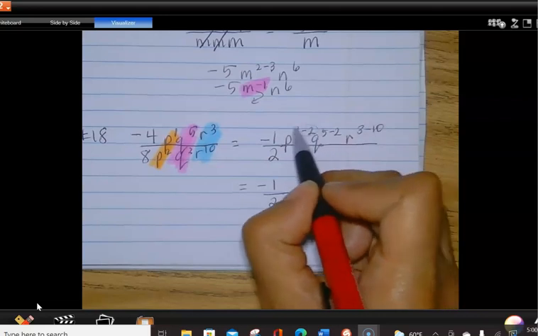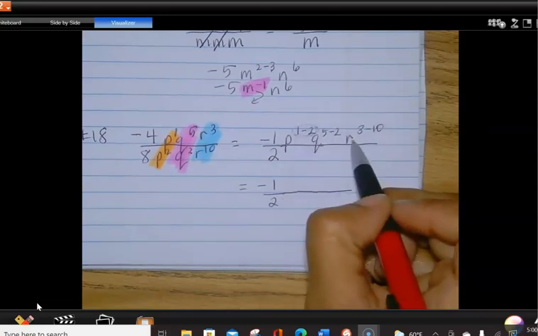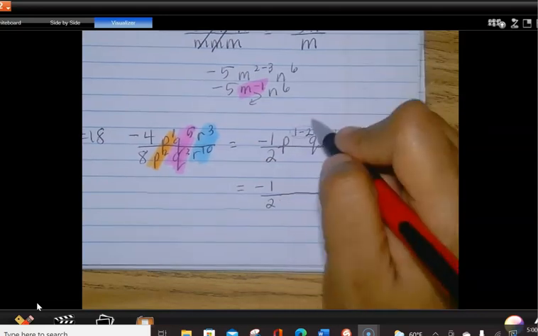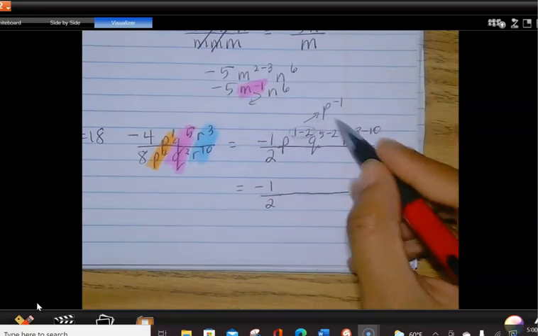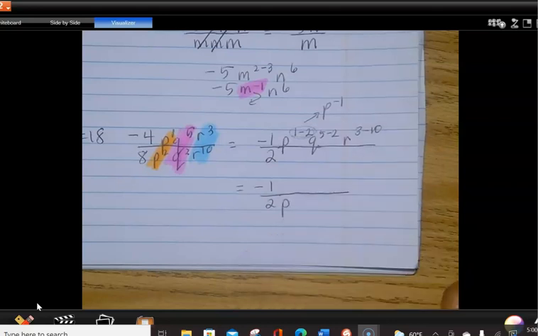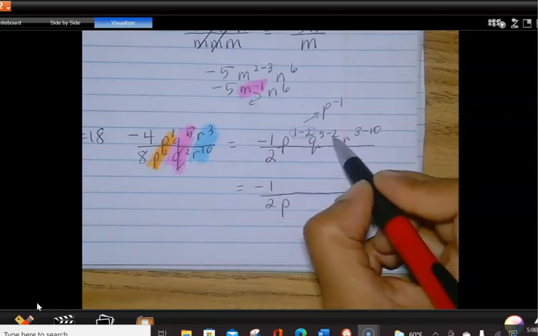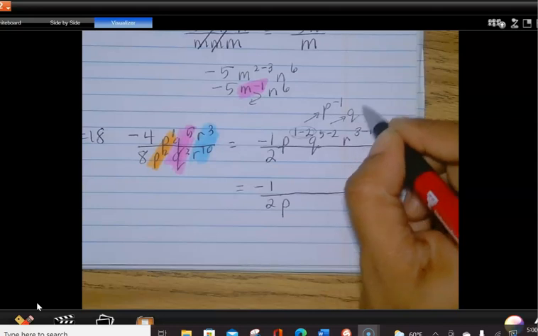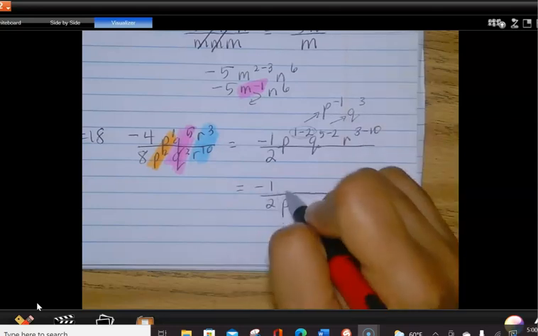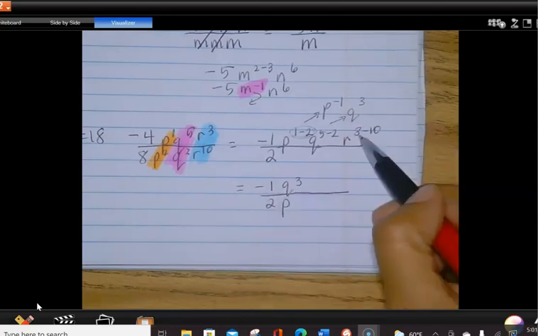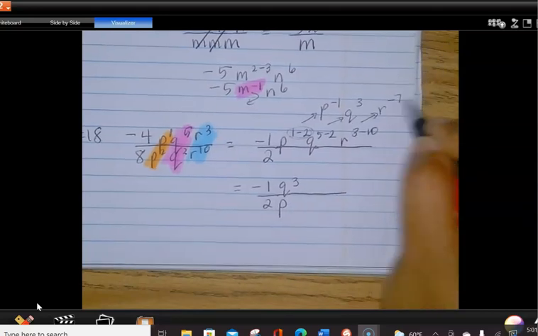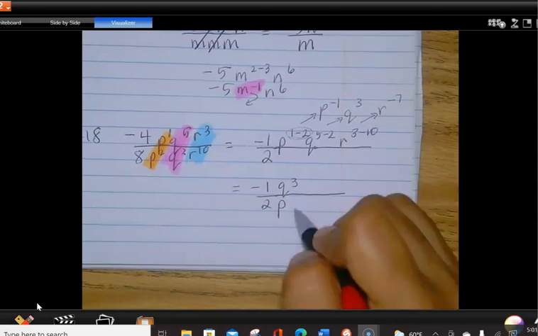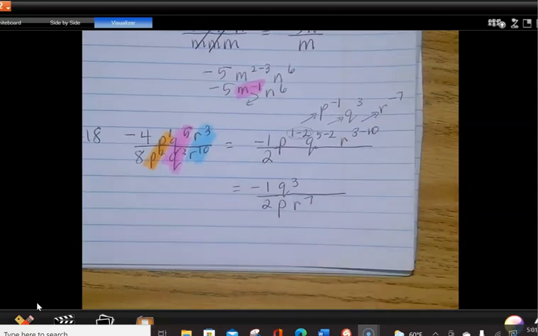And I know this right here is -1, right? So if this is p to the -1, he's unhappy up here in the numerator. He needs to go down. So that's just a p there. This is 5 minus 2, which is q to the 3rd. Has a positive exponent, so he's going to stay in the numerator. And then 3 minus 10 is r to the -7. He's not happy up there, so he needs to go to the bottom. Okay, pretty easy. Okay, take your time.